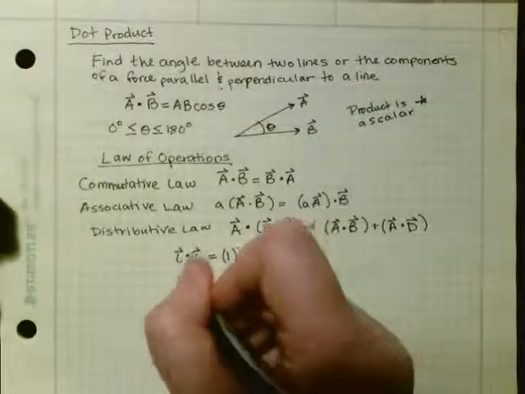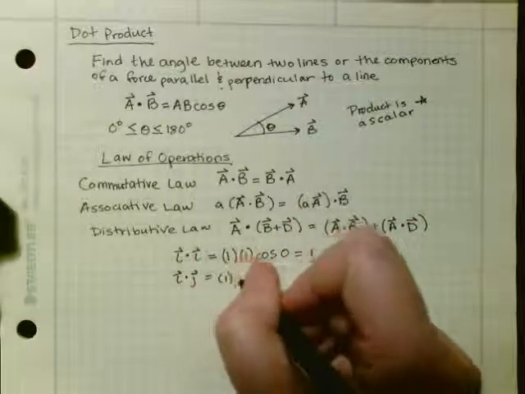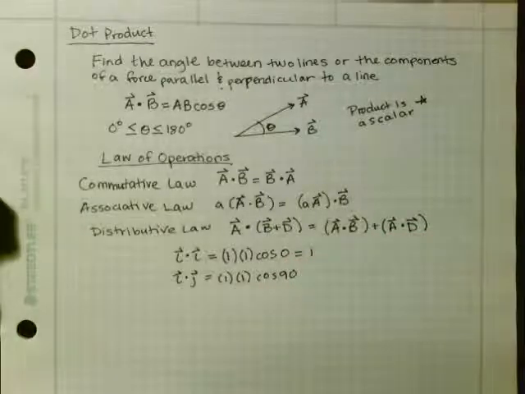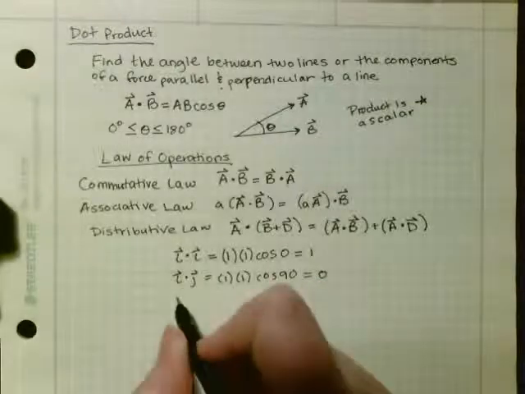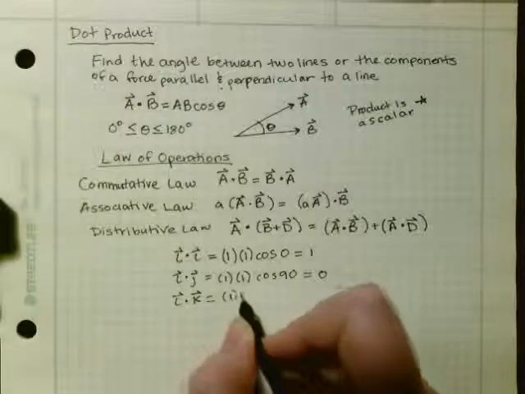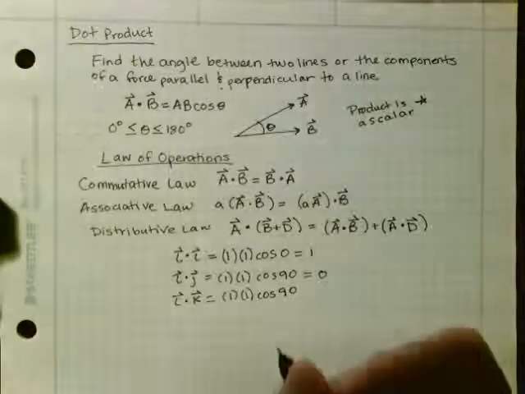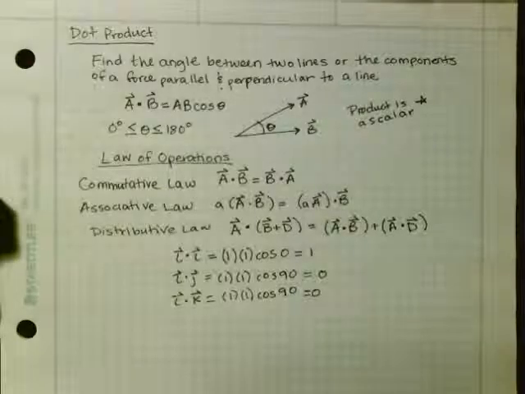Now what if you did I dot J? Same thing, the magnitude is 1 for each, and it's cosine of 90, because there are 90 degrees between the unit vector I and the unit vector J. And cosine of 90 is equal to 0. Now if you had I dot K, 1, 1, and again it's 90 degrees between I and K, so that's also equal to 0.